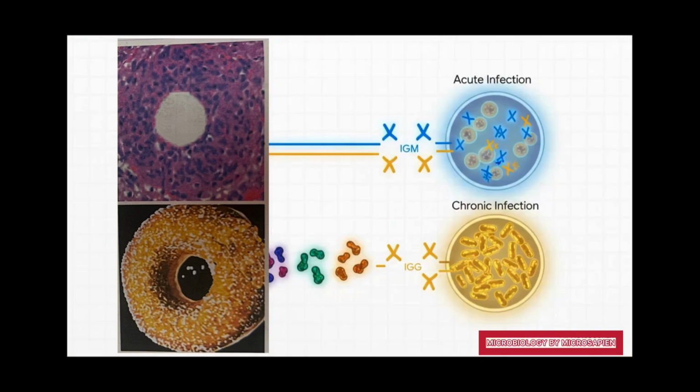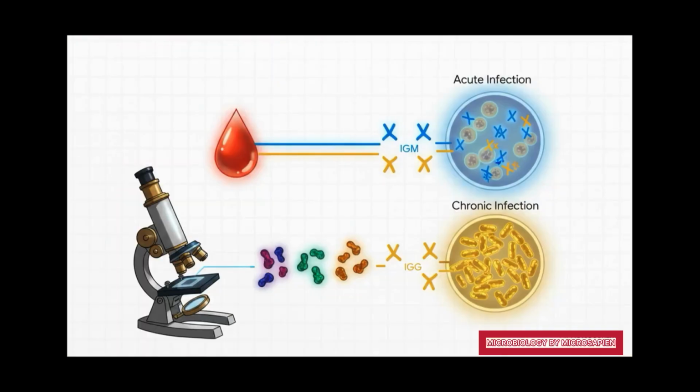While you can use special stains on microscopy, the gold standard, the real workhorse for diagnosis, is serology. Using a technique called indirect immunofluorescence, we can measure antibody levels, both IgM and IgG, to those phase 1 and phase 2 antigens we talked about earlier. A high antibody response to phase 2 antigens suggests an acute infection. But a high IgG titer to the phase 1 antigen, that is the hallmark of chronic Q fever endocarditis.